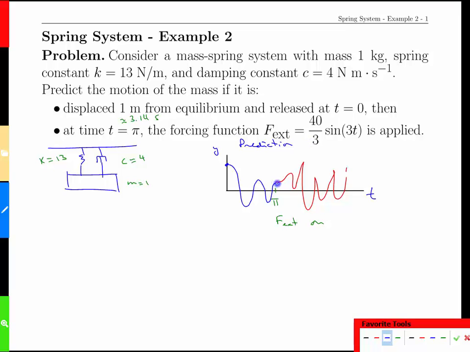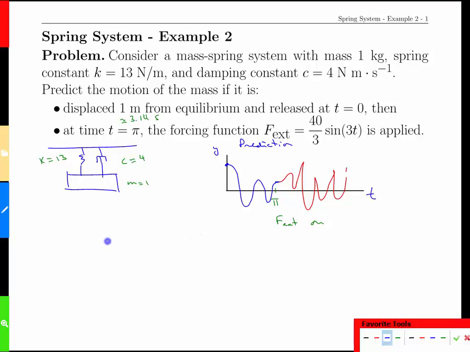What's useful about the Laplace transform is that it can handle this transition, and in fact it can make the transition as smooth as the physics requires without us having to do any real additional bookkeeping. So we'll see how that plays out when we model this.